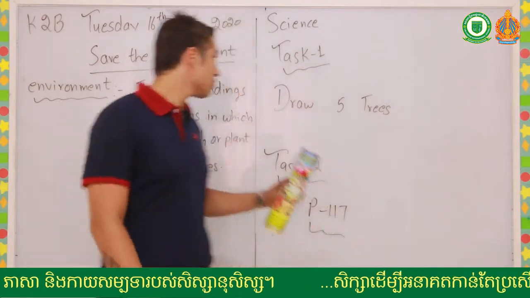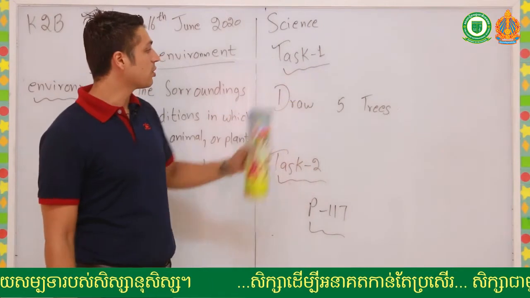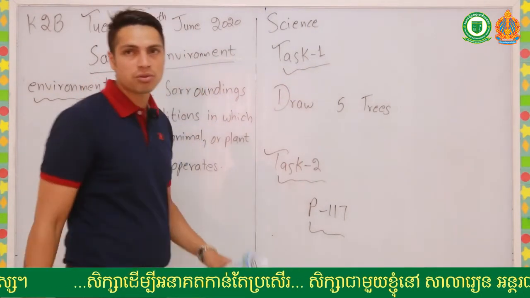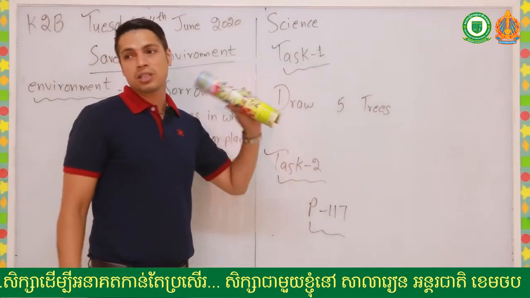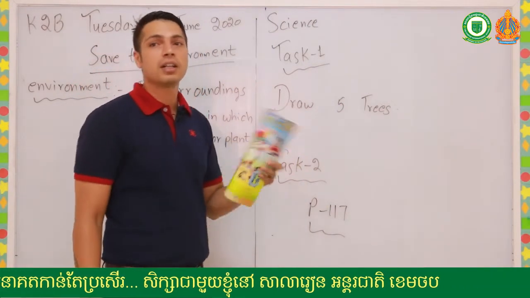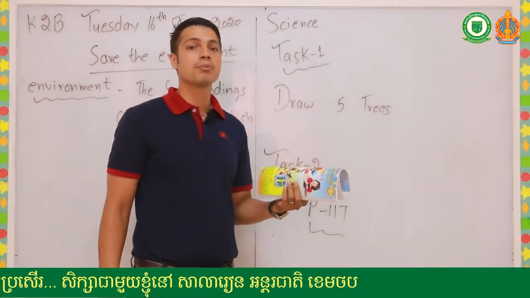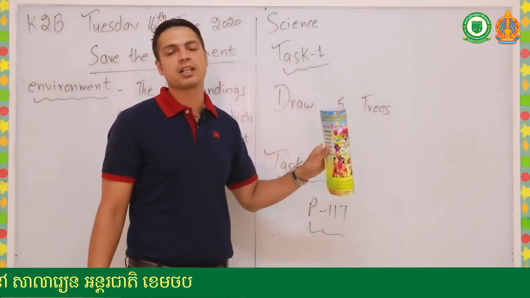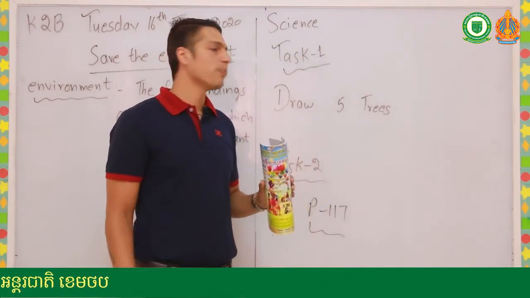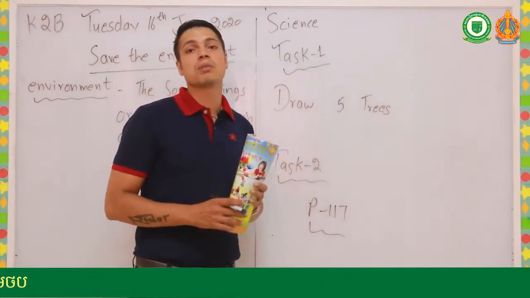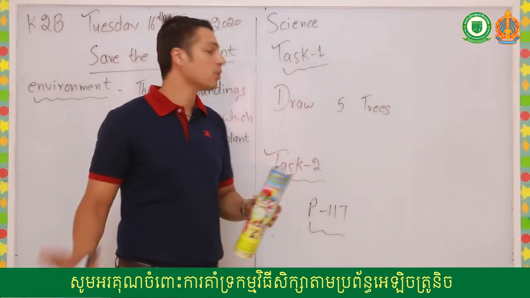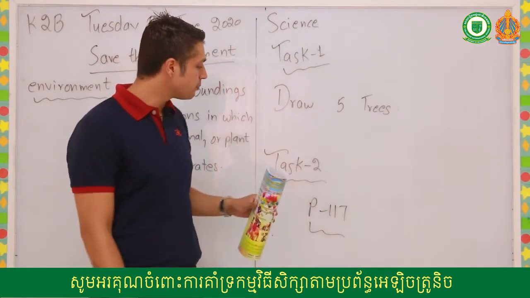So now time for your task 1. Coming on to your task 1, your task 1 is draw 5 trees. So I want you to draw 5 trees, because if you want to save the environment, you need to plant more trees. So I want you to draw 5 trees, and different trees, okay, not just the same. So I will help you. I will post some photos of plants and trees, so you can follow those photos and draw 5 trees.